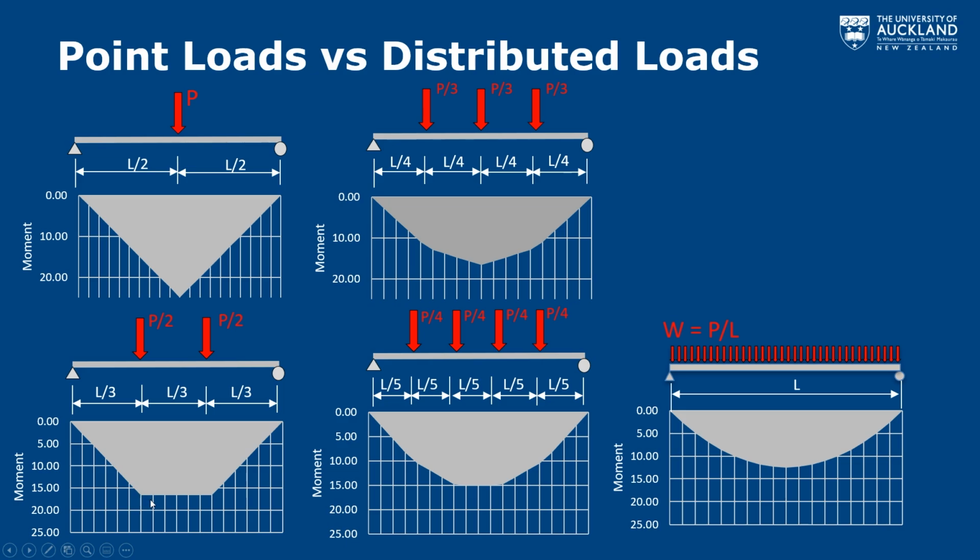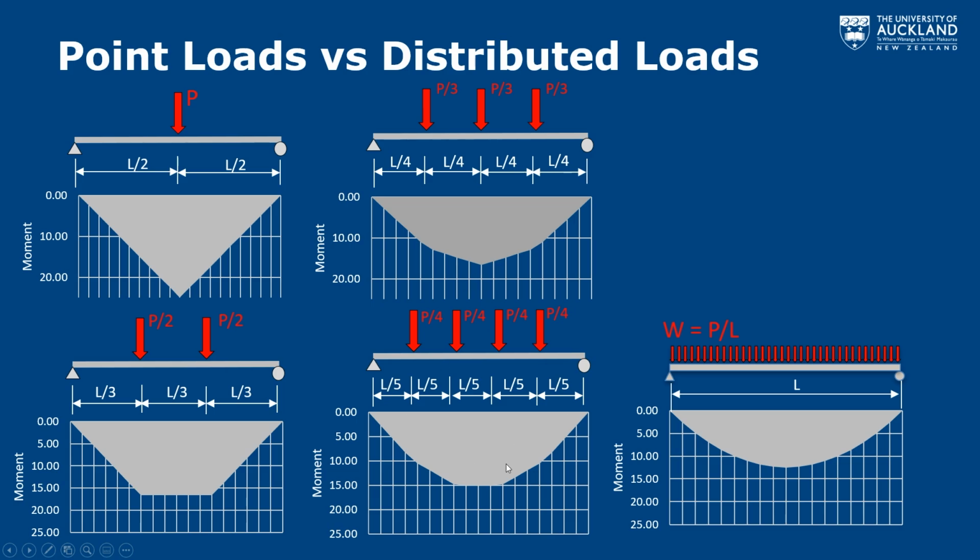As you can see, as you go to 2 points, our maximum moment is reducing. With 3 points, we're reducing even further. With 4 points, we're coming down to about 15 kilonewton meters. And then as we get to a uniformly distributed load, we've got a maximum of about 12.5 kilonewton meters. So approximately, these two are starting to behave very similarly, with a similar distribution of moment and a similar maximum moment.